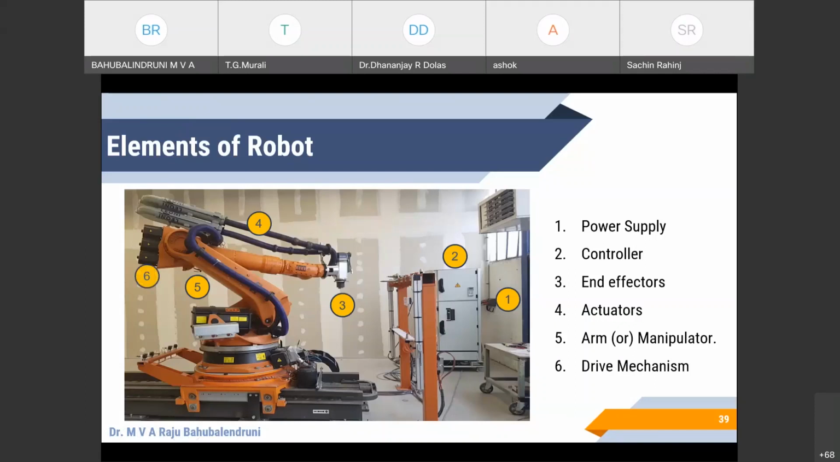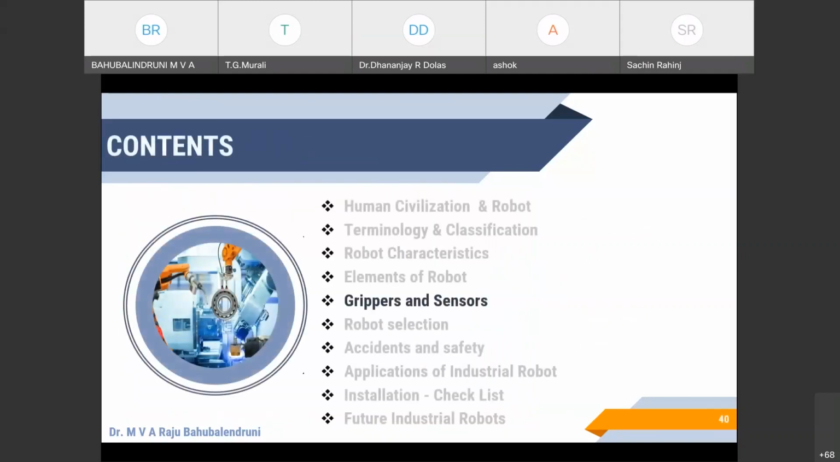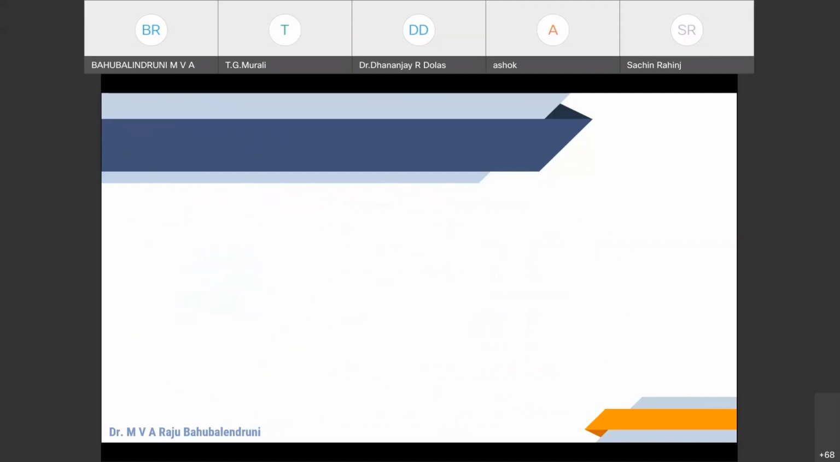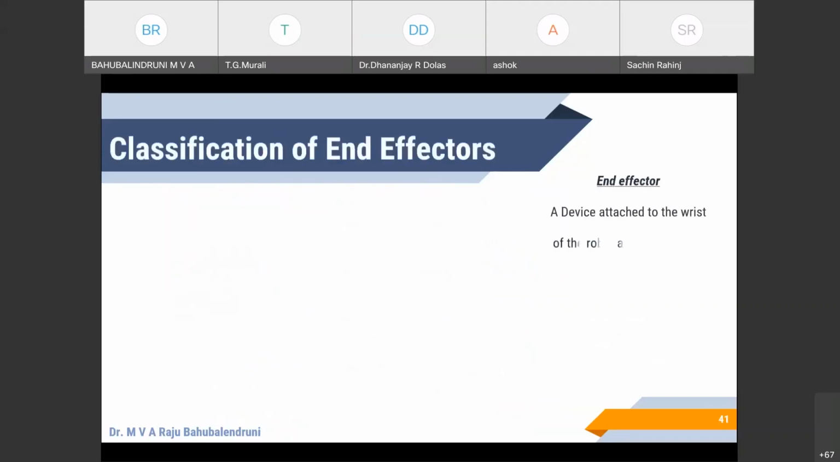We have a specific session on these drive mechanisms. The drive mechanism is typically located at the joints to give the movements to the links. These are the main elements of the robot. Now let us get into details. First we are going to see the grippers and then sensors, typically the end effectors and sensors. An end effector is a device which is attached to the wrist of the robot arm and enables the robot to perform tasks.